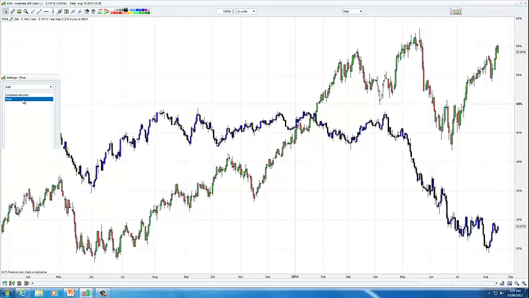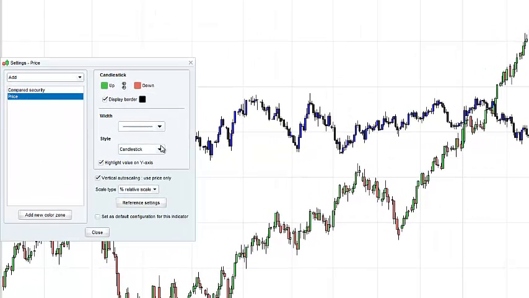I now need to go to price, so I click on price, and the important thing here is that I remove this vertical auto scaling. Now I need to have a look at the scale type, and I can change it to whichever type I like. What I'm actually going to do for this purpose is look at the performance and the outperformance that the Australian market has had against the Aussie dollar over the last year.